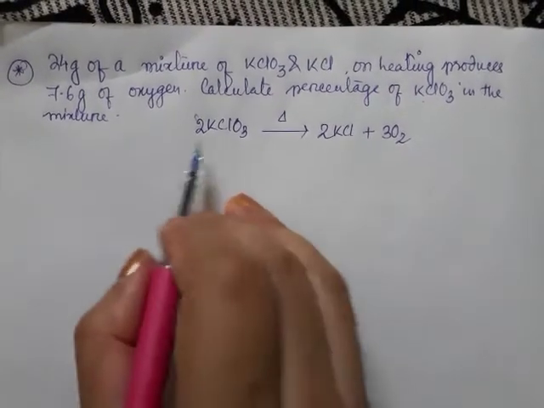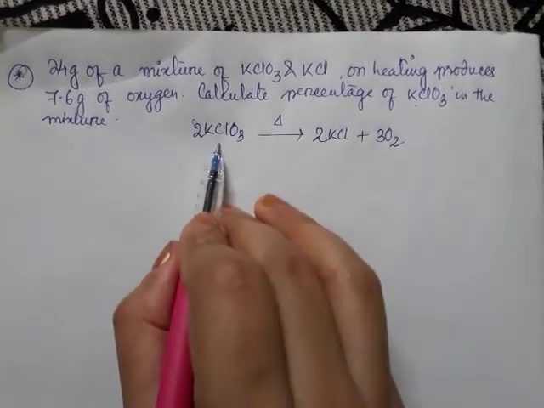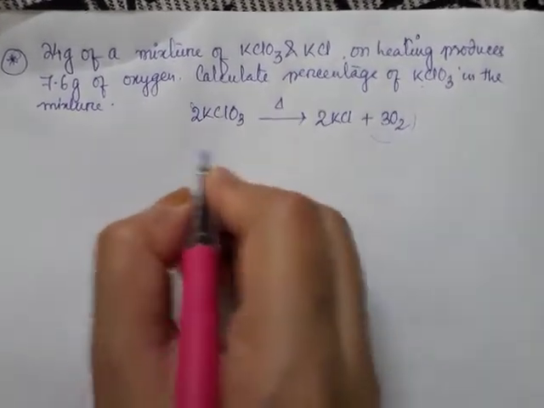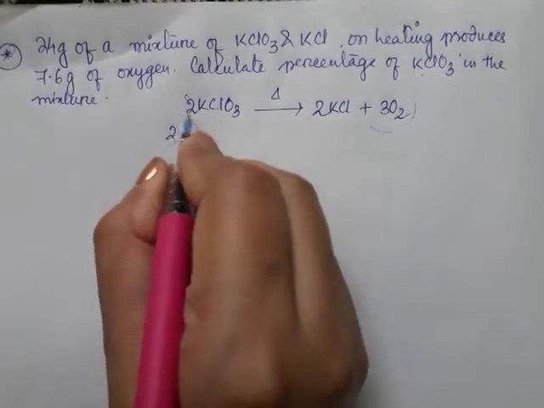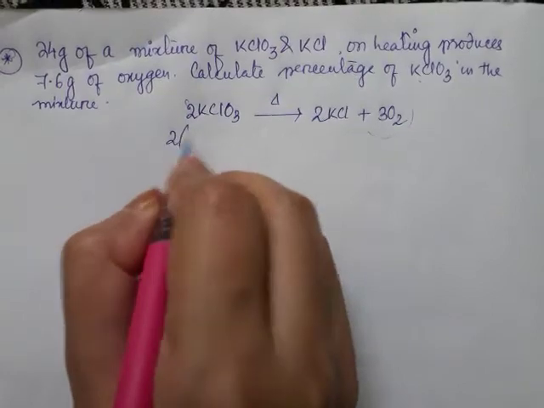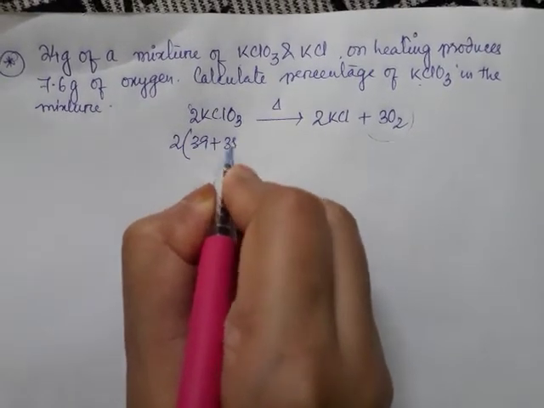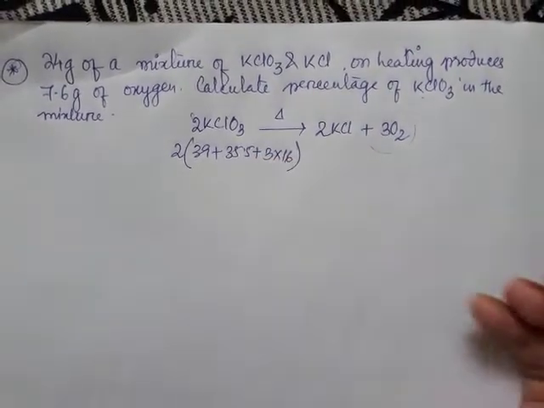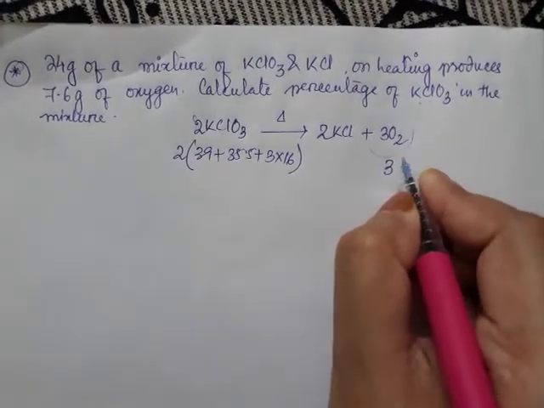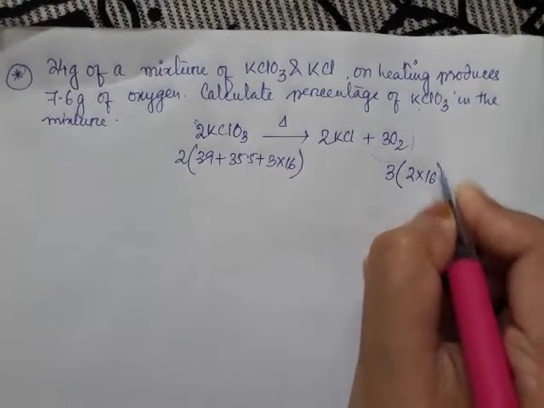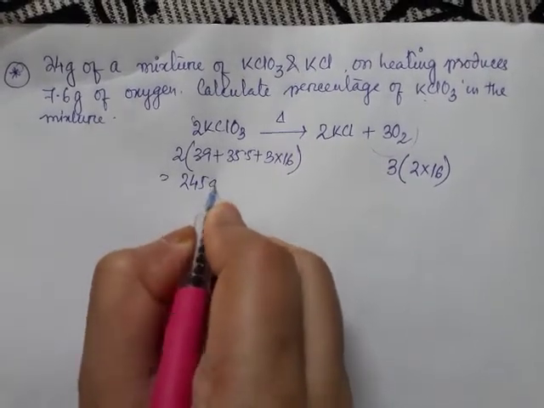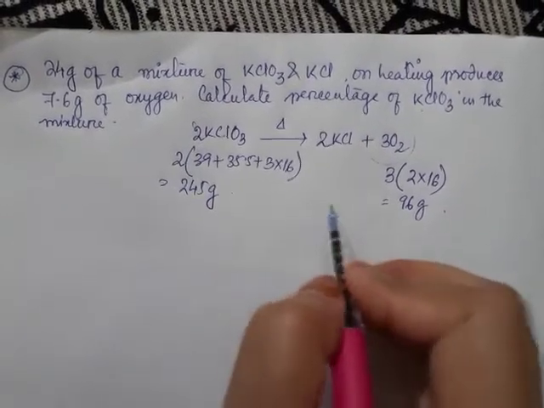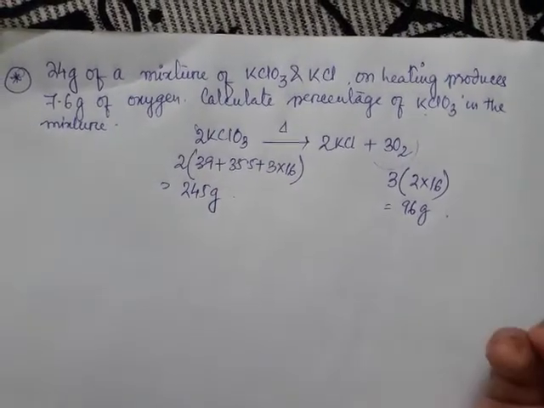Now we have to calculate the molar masses of the products and reactants. Here we have to consider this product only. What is the molar mass of this one? 2 into, why 2? Because 2 moles are taken, that's why 2 into 39 for potassium, 35.5 for chlorine, 3 into 16 for 3 oxygen atoms, and here 3 into 2 into 16. So a total of 245 grams and 96 grams. That's why we can say that 245 grams of KClO3 produces 96 grams of oxygen.